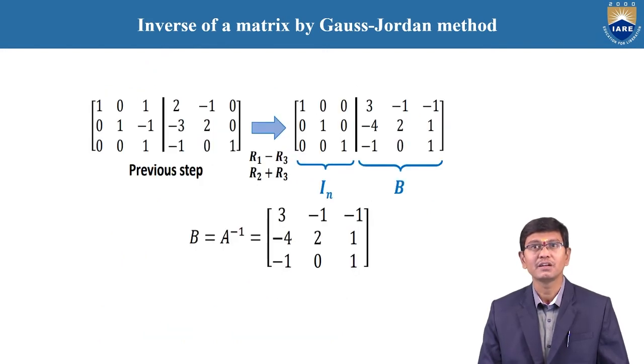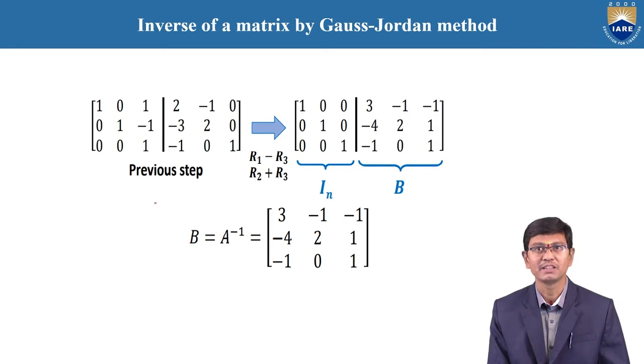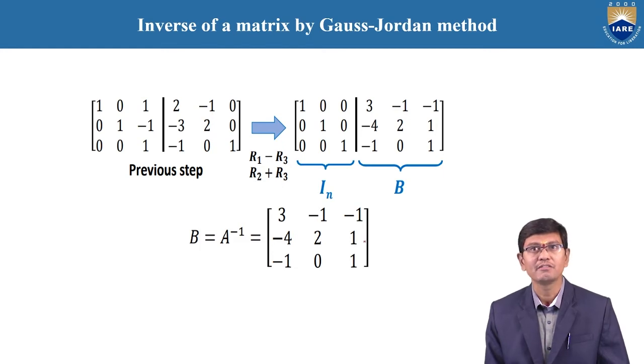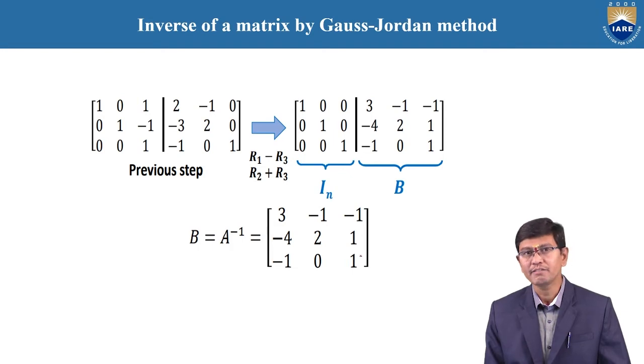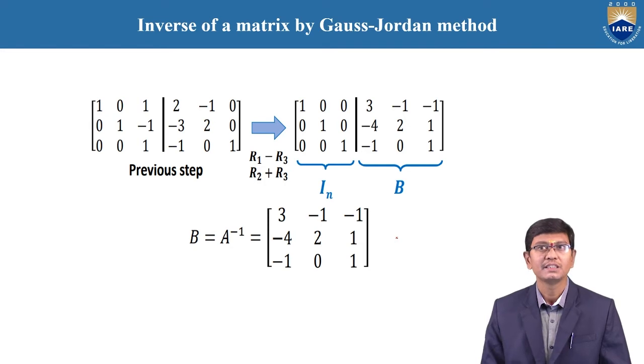Here, once again, I mentioned the previous step is 1 0 1, 0 1 minus 1, 0 0 1, and the unit matrix has been changed to 2 minus 1 0, minus 3 2 0, minus 1 0 1. Once again, on R1 we need to apply, with the help of R3, R1 minus R3. And again, R2 is changed to R2 plus R3. Therefore, the given matrix is reduced to 1 0 0, 0 1 0, and 0 0 1.